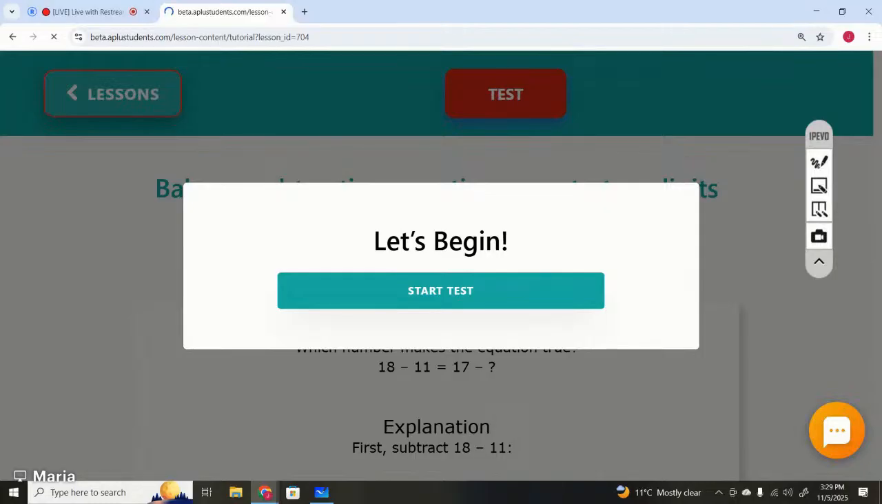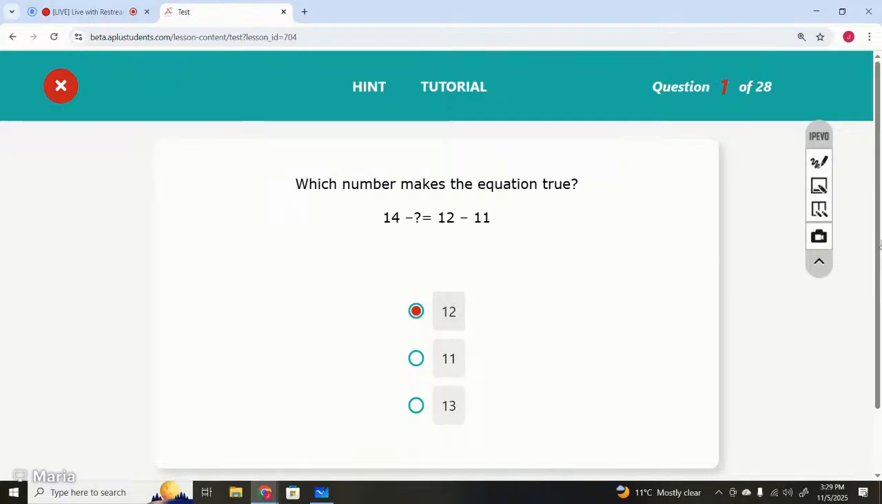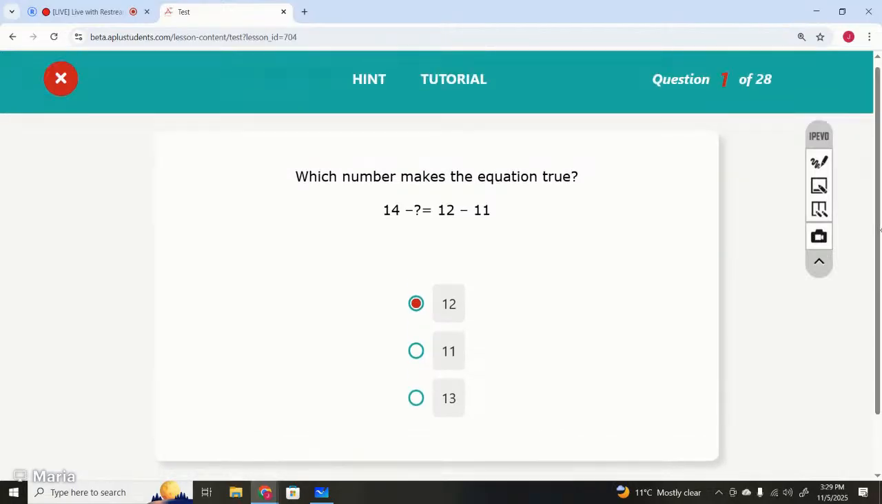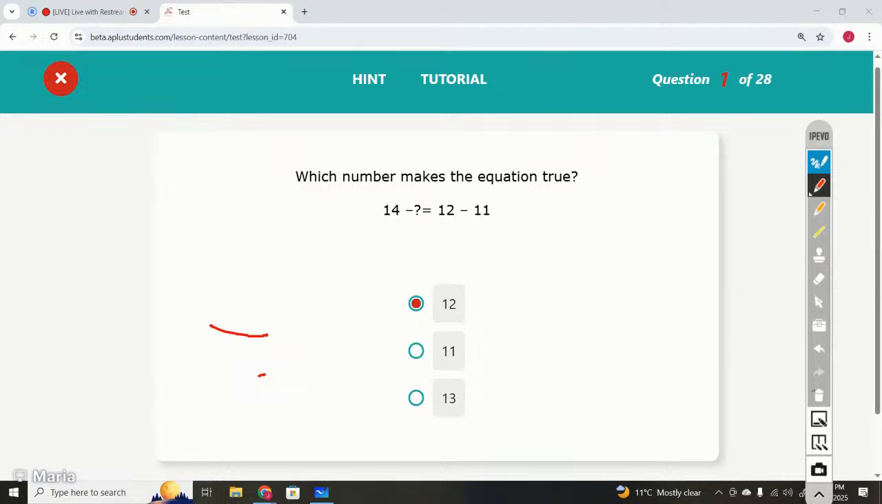So balancing an equation means that when you subtract on both sides of the equation, they must have the same answer, right? So start with the side where you are given both the numbers. You need to find the missing number. So 12 minus 11 makes 3. You need to find a number that when subtracted from 14 makes the answer equal 3.